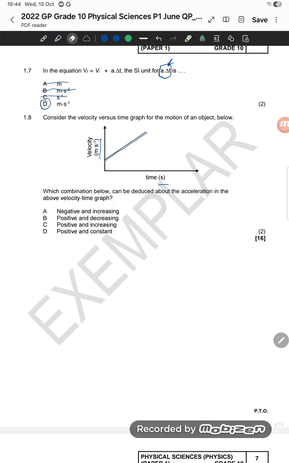You've got acceleration. So the gradient on the velocity graph represents acceleration. Cool. Which combination below can be deduced about the acceleration in the above velocity time graph? Okay, acceleration. Acceleration is a vector, and because it's a vector I have direction, but they haven't given me direction, so maybe this is to the left or to the east or whatever.